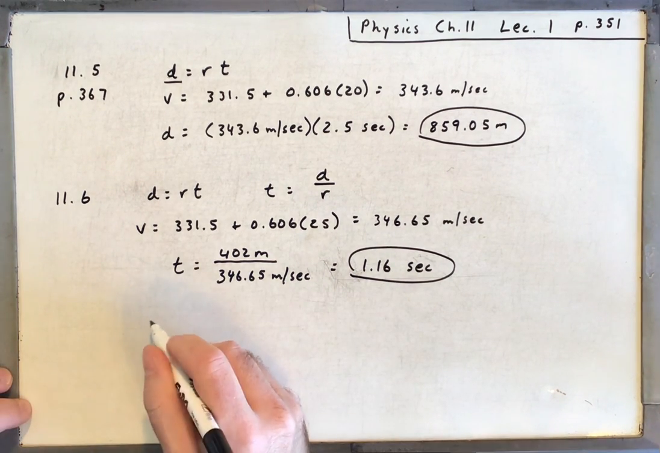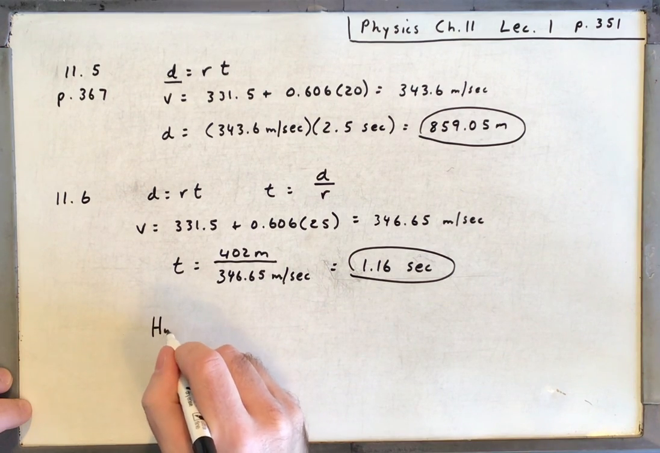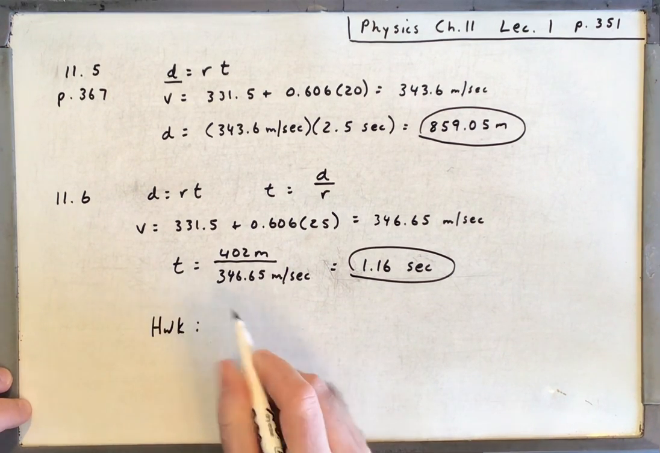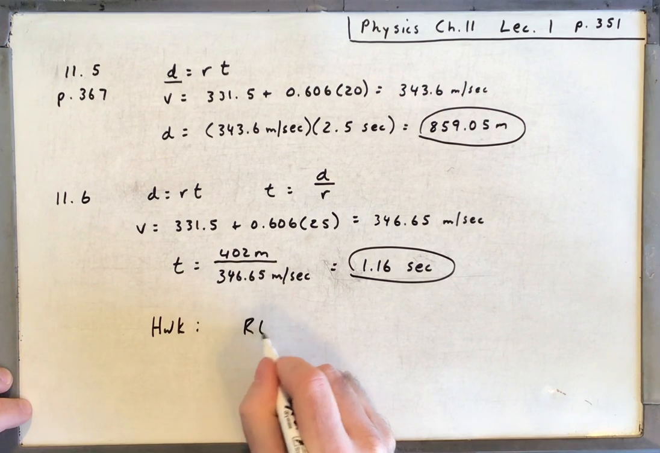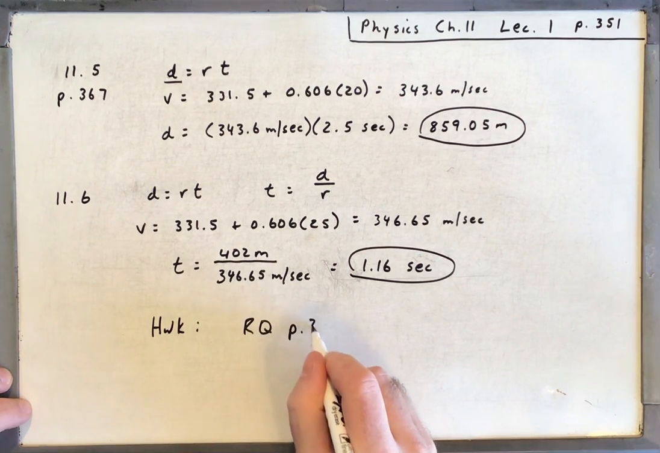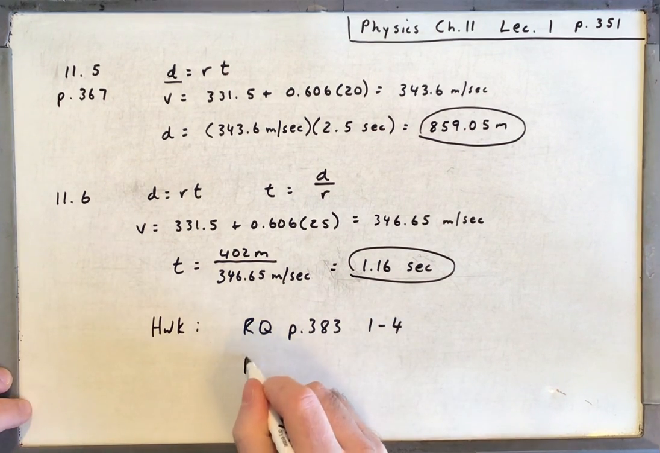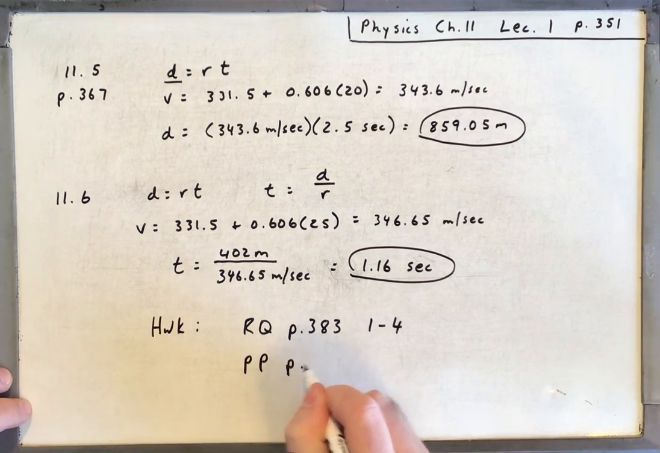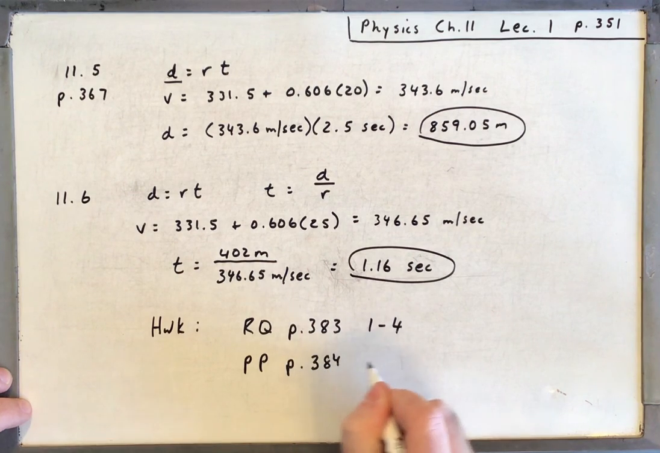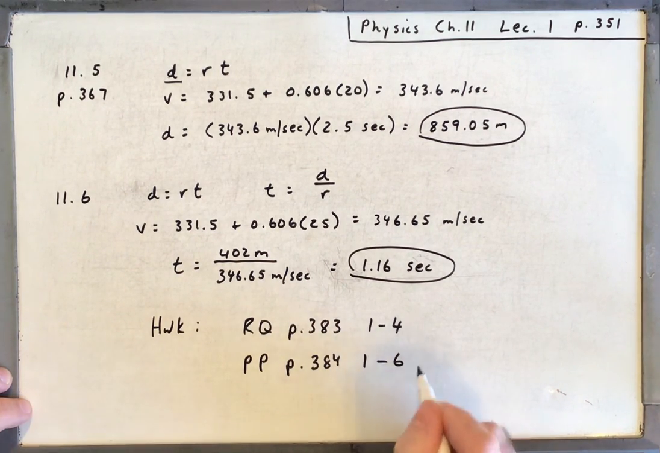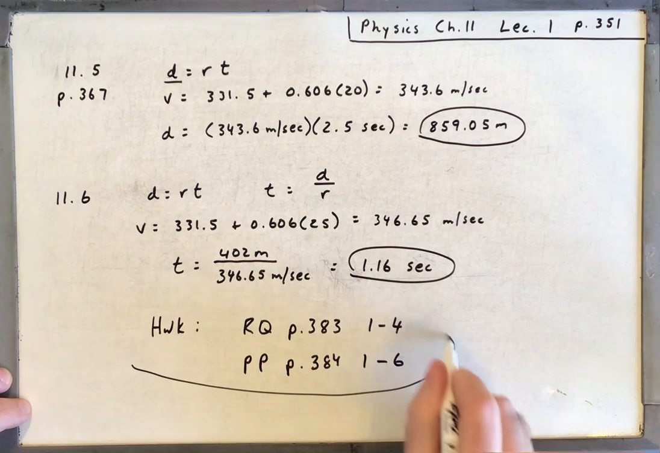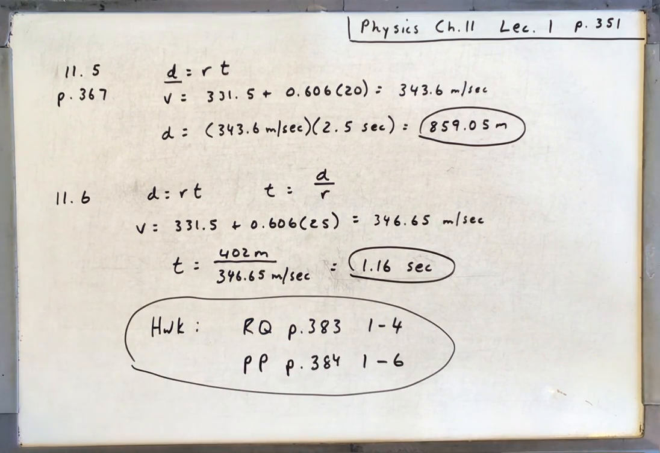So the homework from this lecture: review questions, page 383. Go ahead and do 1 through 4. Practice problems, page 384. You can do 1 through 6. That does it for this lecture. We will finish up chapter 11 next lecture, talking about light.